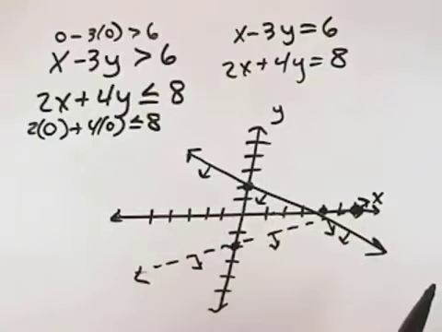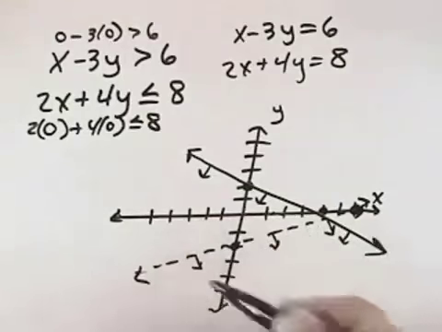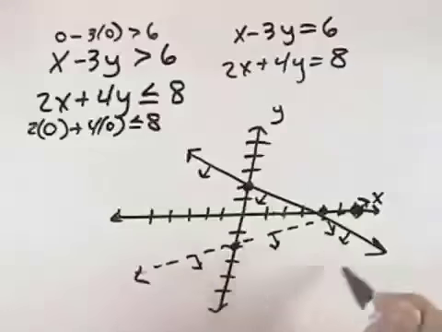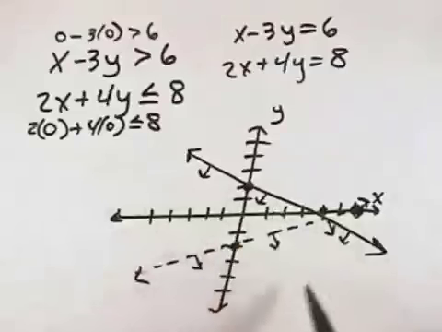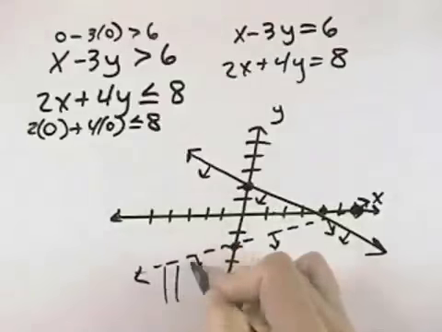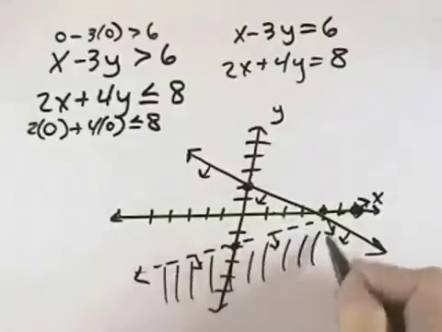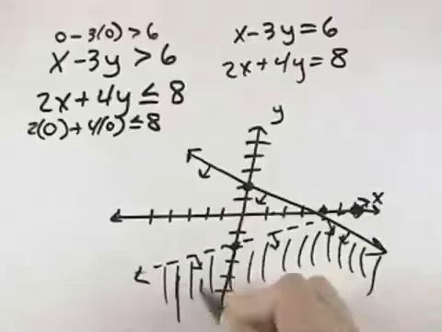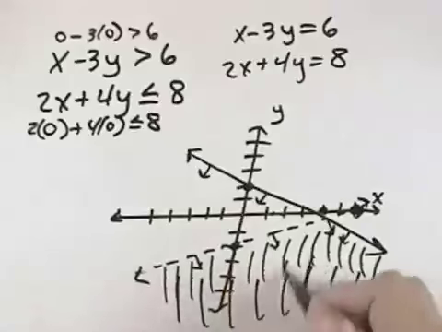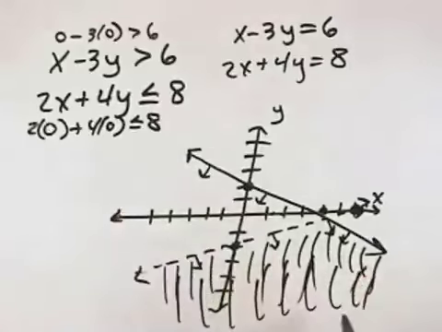So what I'm looking for is the regions where these shades overlap. So for here I shaded down, and here I'm shading to the left. They're both shaded below the dotted line where it intersects with the solid line, so that this lower region here is the solution to both inequalities.